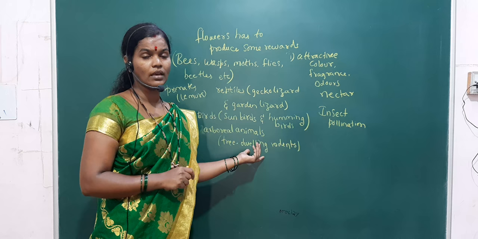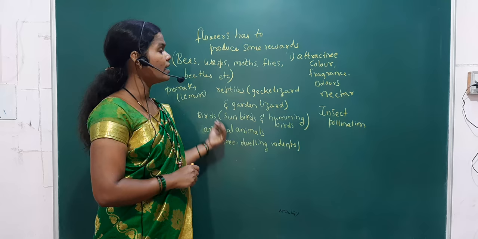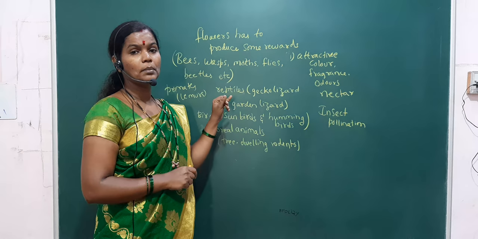Okay, they are called as what? Arboreal animals, and they are carrying the process of pollination. So I have told you that among them, the insect pollination is the dominating one.